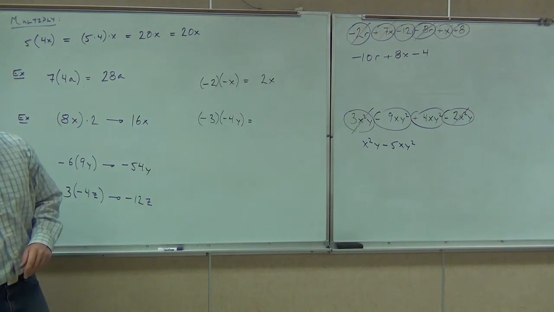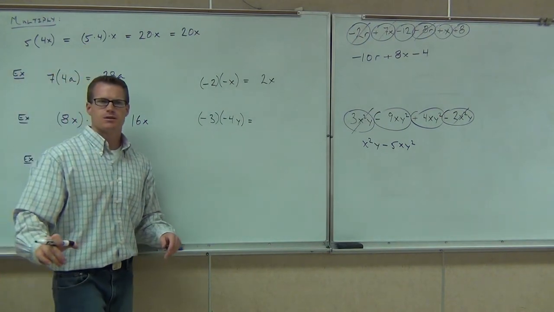How about negative 3 times negative 4y? Everybody, how much is that? 12y.